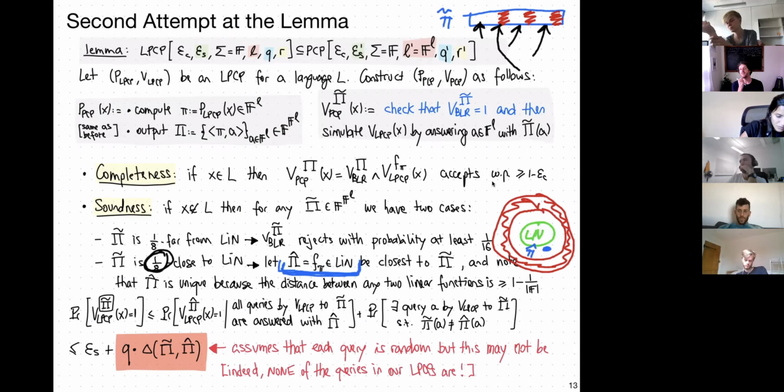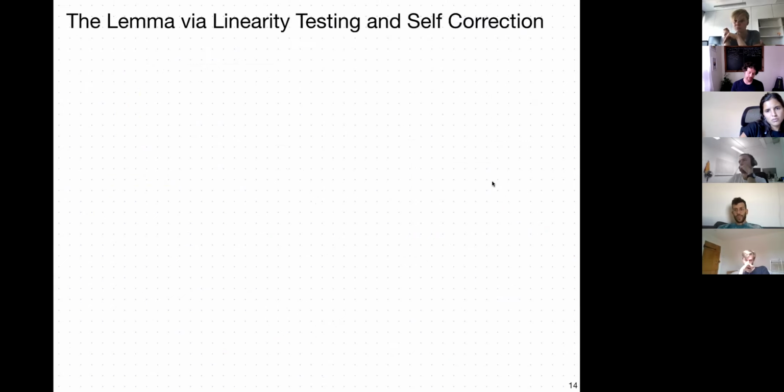Can anyone? Yeah, I think we can make them independent because we can use the fact that it's a linear function. So instead of querying at the point that we want to query, we query at that point plus y and at y, and then we subtract them. Absolutely. So just to take Shafiq's suggestion and make it more explicit.